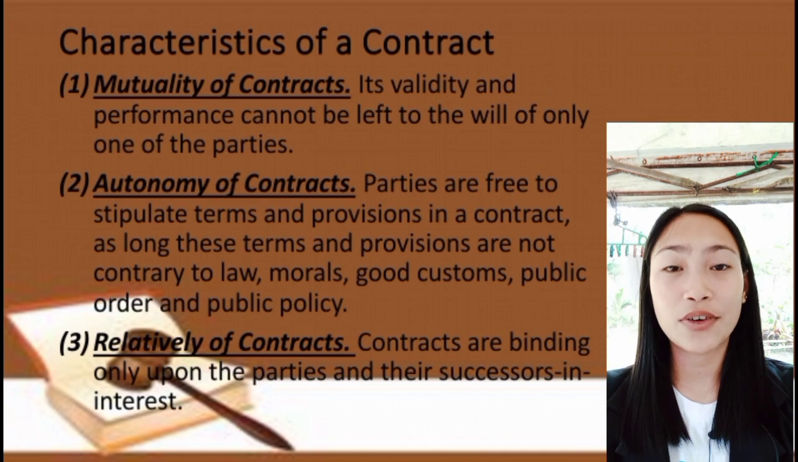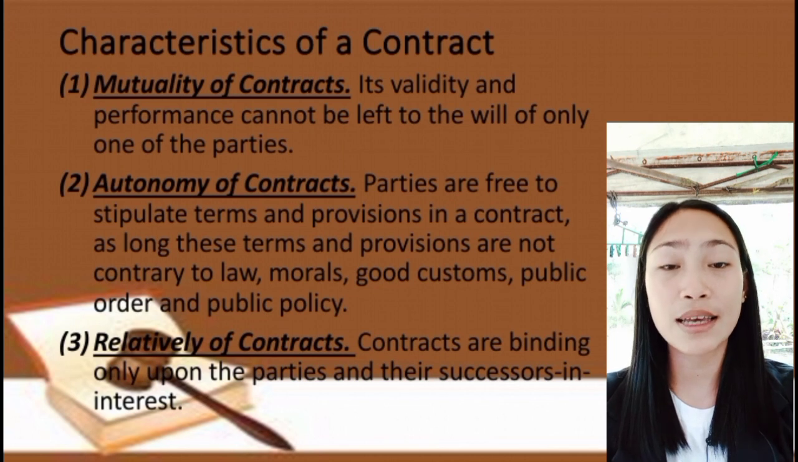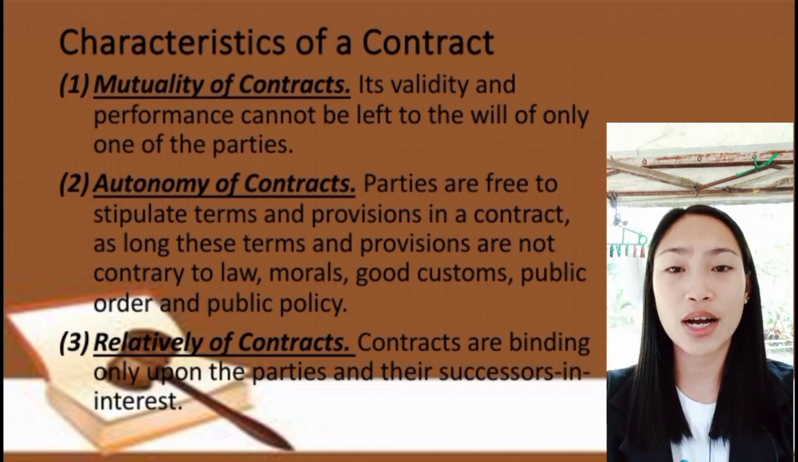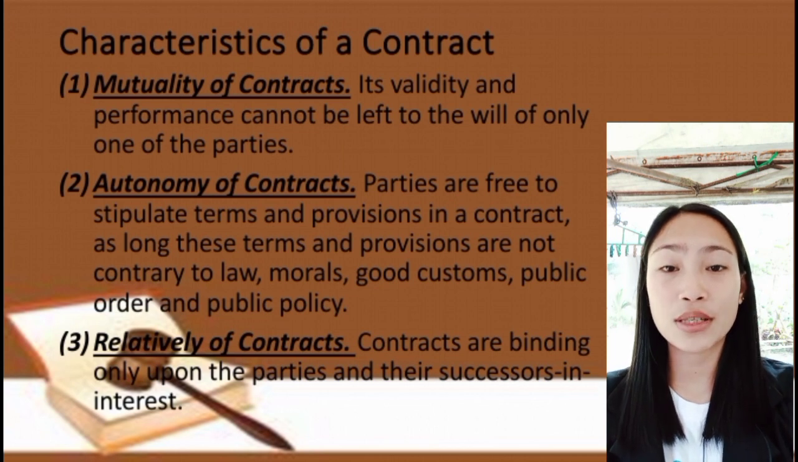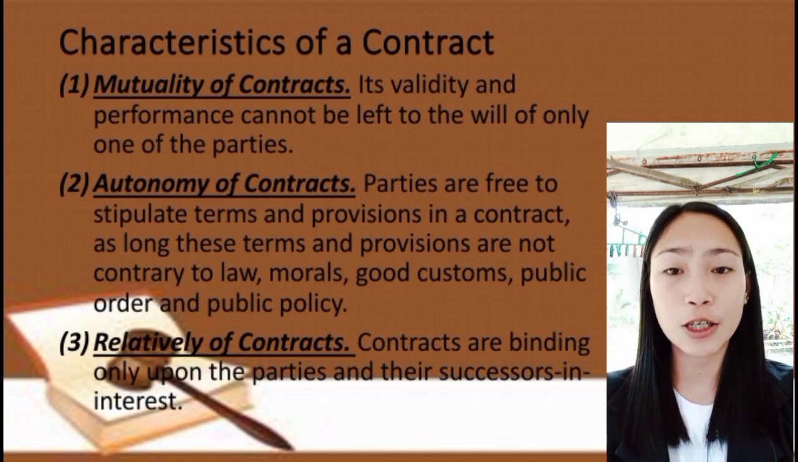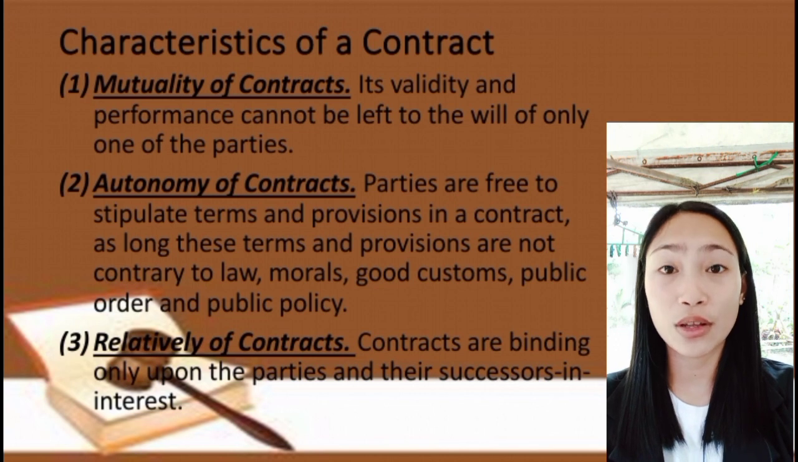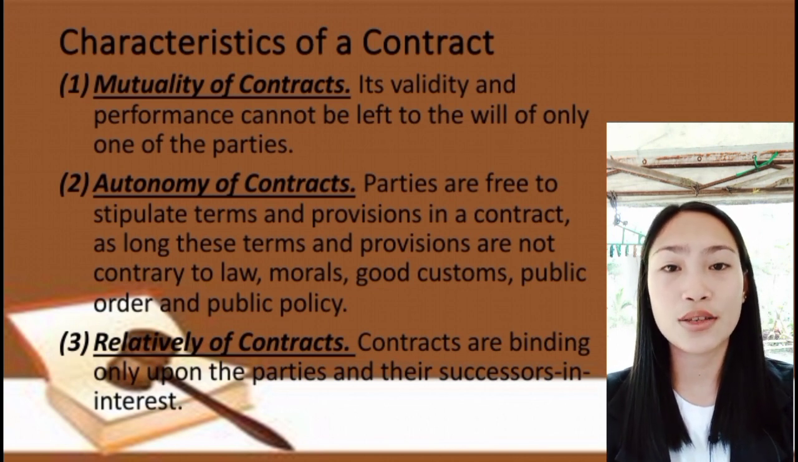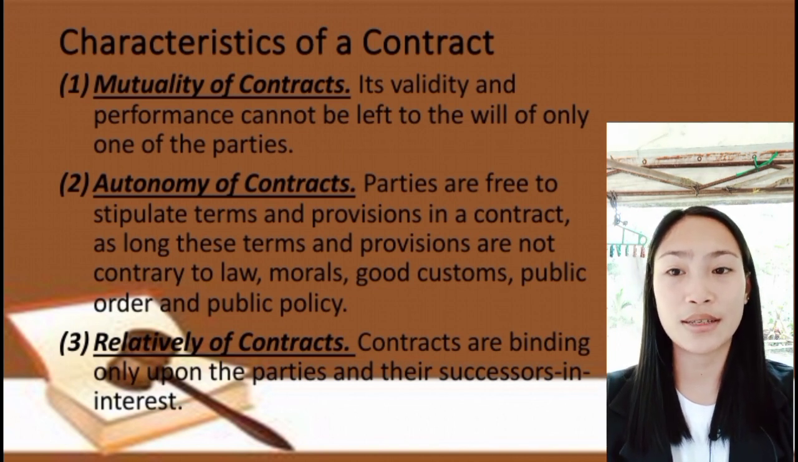So, characteristics of a contract. First, we have mutuality of contract. It means its validity and performance cannot be left to the will of only one of the contracting parties. Then, second is autonomy of contract. Parties are free to stipulate the terms and provisions in a contract as long as these are not contrary to law, morals, good customs, public order, and public policy. Then, third is relativity of contract. Contracts are binding only upon the parties and their successors in interest.